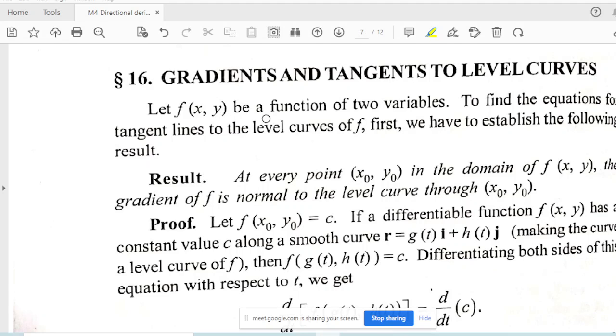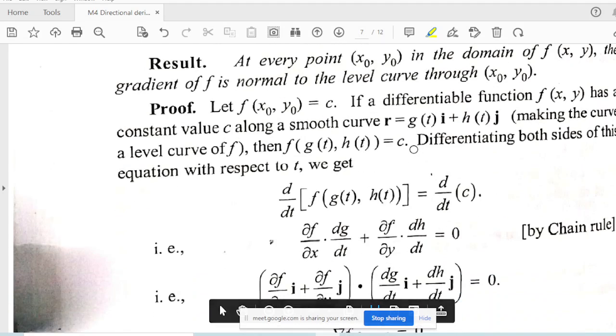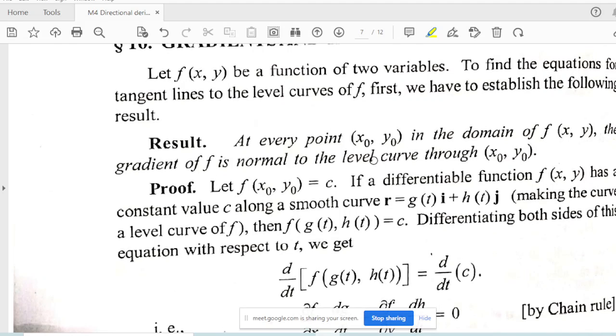Okay, let f of xy be a function of two variables. To find the equation for tangent line to the level curve of f, first we have to establish the following result. So I told you that we are dealing with functions of two variables. So gradient of a function means, I told you, call it nabla f, or we can also call it as del f. Okay, according to your convenience, according to your text, you can use it as del f. In higher level, we call it as nabla.